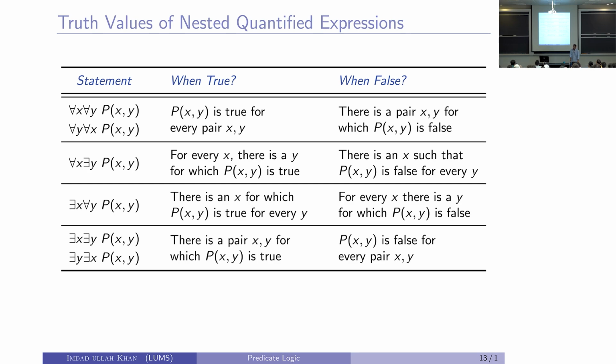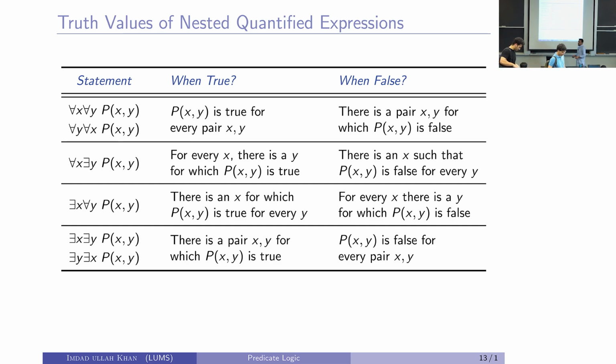Then P of x y is true for every pair x y. For every pair x y, x comes from a universe of discourse, y comes from perhaps a different universe of discourse, but for every pair, one element in one universe of discourse and the other element in the other universe of discourse, P x y is true. And then it is true.